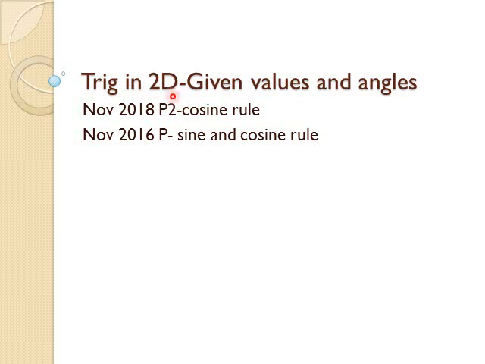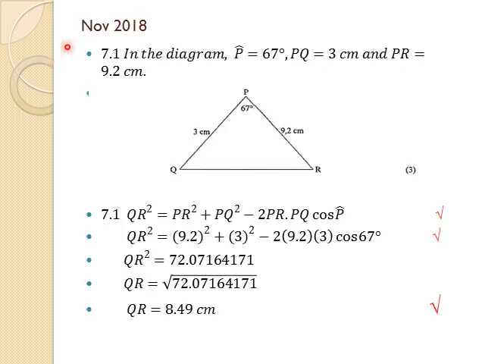Right, we're looking at Trig in 2D, past exam papers where values and angles are given. We're looking at November 2018 and November 2016. One test is straight out cosine rule, the other is sine and cosine rule. Let's have problems. November 2018, in the diagram, P equals 67 degrees, PQ is 3 centimeters and PR equals 9,2.